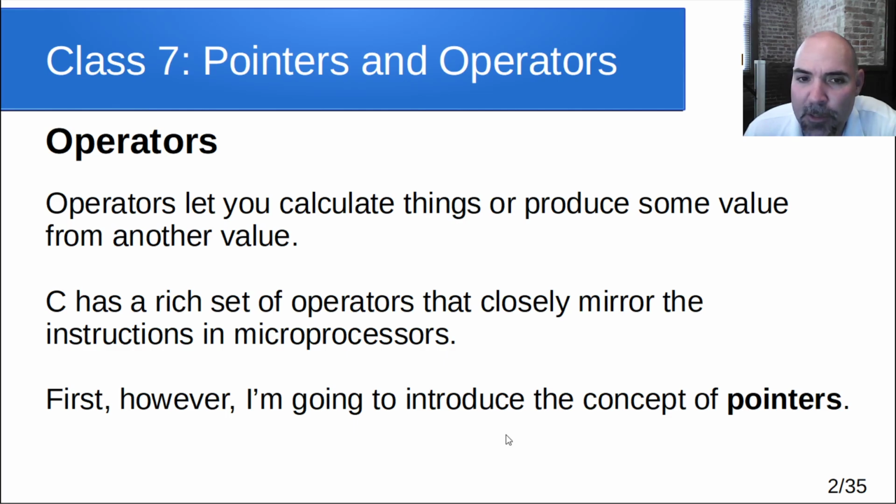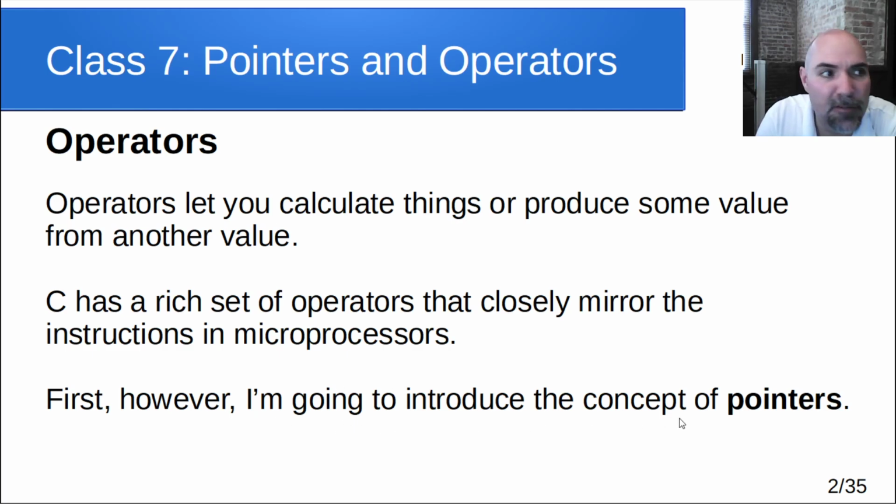So C has a fairly rich set of operators, but remember, C is this mid-level language that was designed to be close to the hardware on the machine. That means the operators closely mirror the instructions in the instruction set of most microprocessors. That also means there's going to be a notable operator that's missing, and we'll see that in a second.